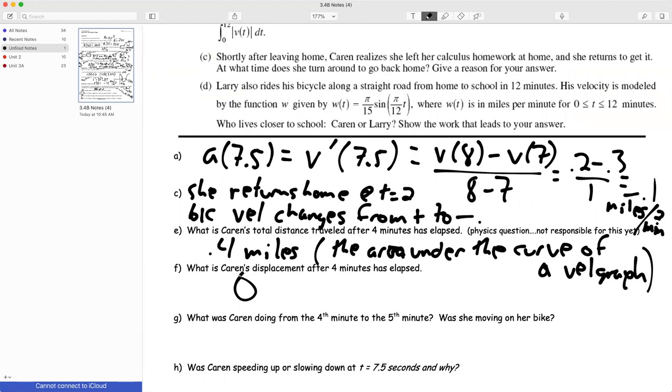What was Karen doing from the 4th minute to the 5th minute? Well, what's her velocity? Her velocity is 0 during this minute. So we assume that she was getting her calculus homework, but I don't know. I mean, she could have been making a breakfast burrito or something. But we can say definitively that she was not riding her bike. So velocity equals 0. So she was not riding her bike.